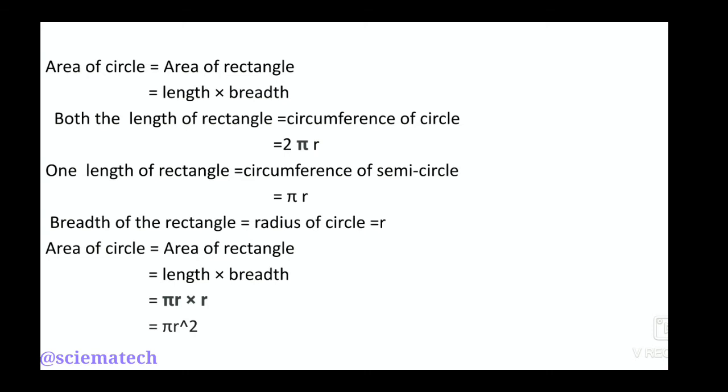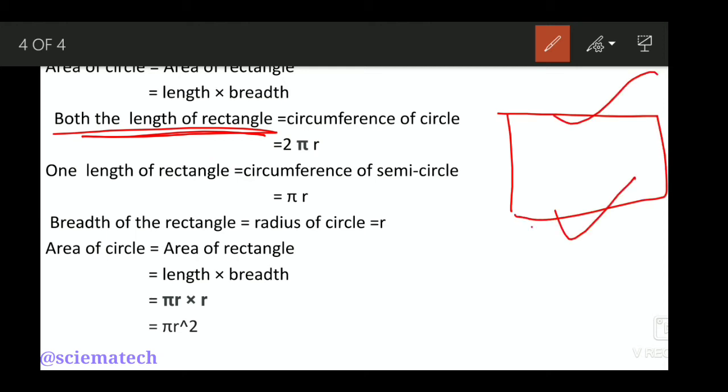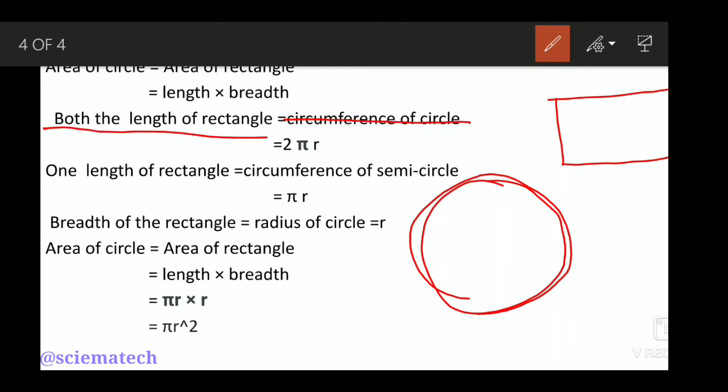length into breadth. So if I want to find the length of the rectangle, both the lengths of the rectangle, this length and this length, so this was the circle. Okay, this is the circumference of the circle and this will turn into a rectangle. So the circumference of the circle is the length of the rectangle. So that is the circumference. We already know the circumference of the circle is 2 pi r. Okay, so the length of the rectangle will be 2 pi r.